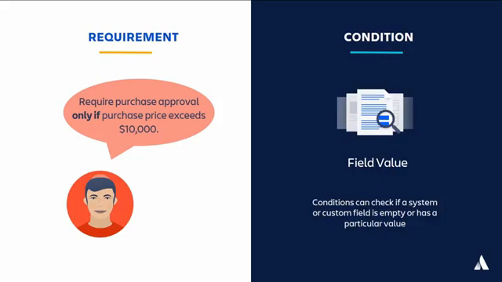In this case, we can use a condition that checks the value in the custom field purchase price. If the purchase price is greater than the required amount, then show the approve or reject transitions. Otherwise, do not show them and go to the next step in the workflow process. Another example is showing a special escalation transition if the priority is critical. These are examples of using field value conditions.